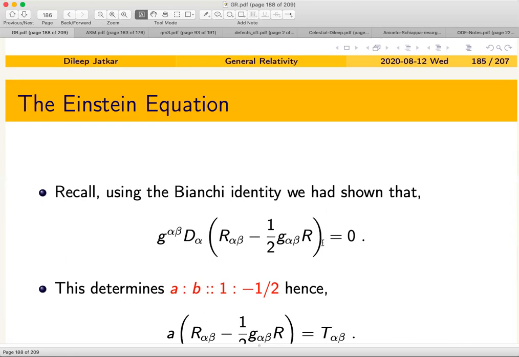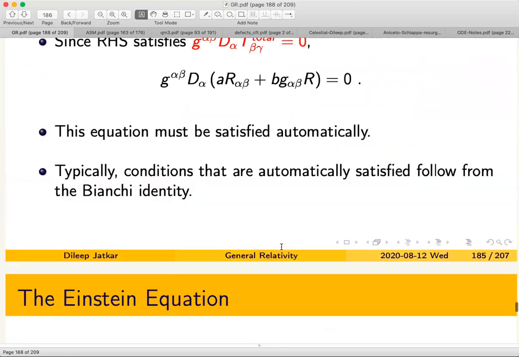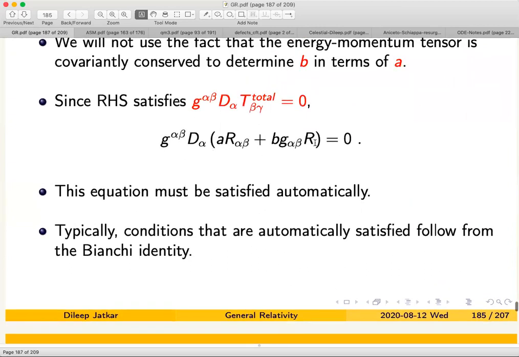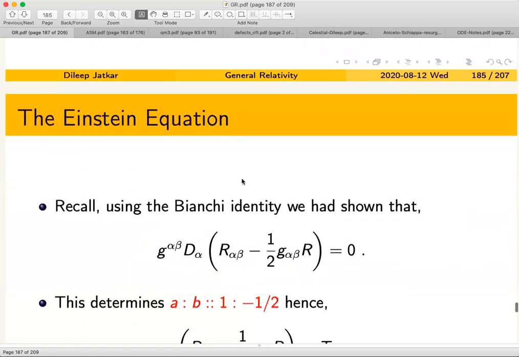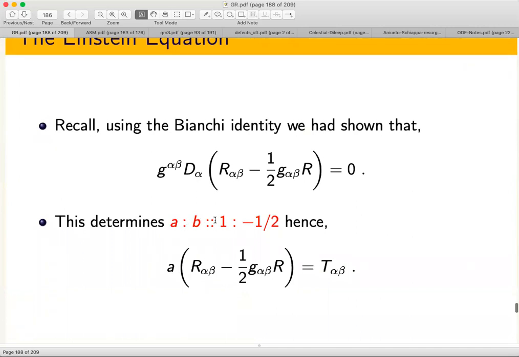And because of that, we figure out that in this equation, this would be identically true if B is minus half times A. So it tells you that the ratio of A to B is 1 to minus half, which essentially means that you can pull A out and write this equation as R alpha beta minus half times G alpha beta R is equal to T alpha beta. So that is the condition which comes from the fact that T alpha beta has to be covariantly conserved. Now what remains is to figure out what this A is.